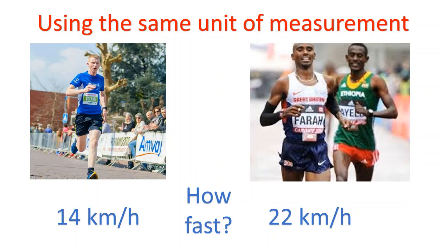So this time I'm using the same unit of measurement, so I've converted both these speeds into kilometres per hour. And there you can see that the person on the left is running at 14 kilometres per hour, the person on the right is running at 22 kilometres per hour. Because we're using the same unit of measurement, it's very easy to compare them and see that the person on the right is quite clearly faster than the person on the left.